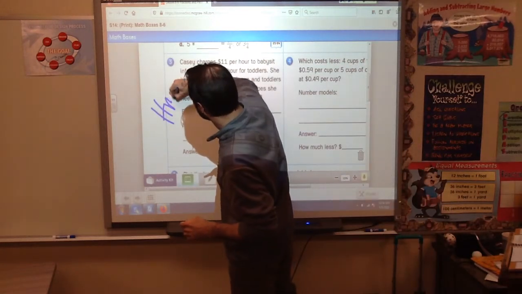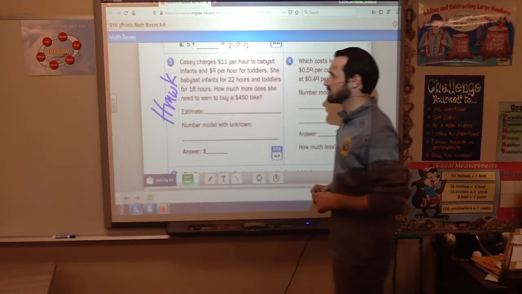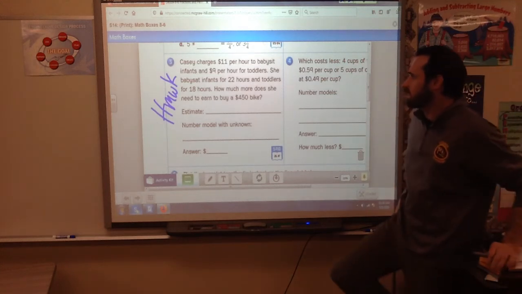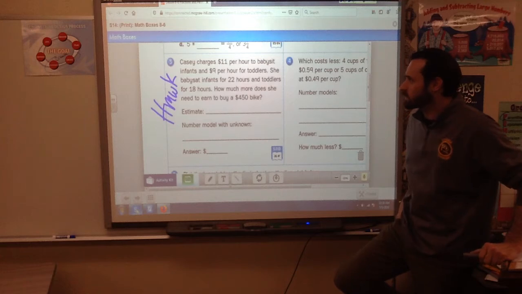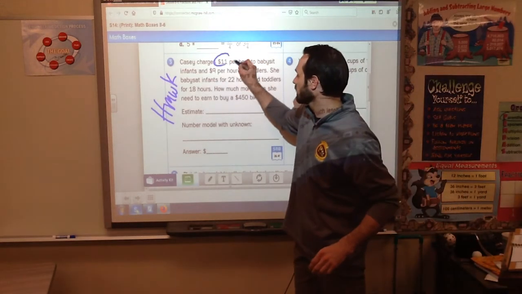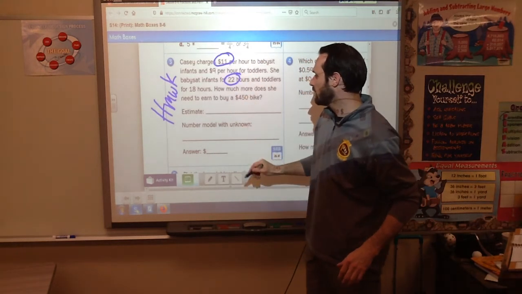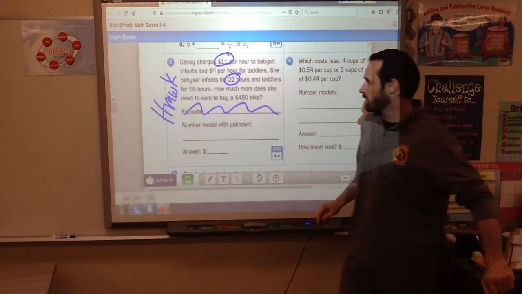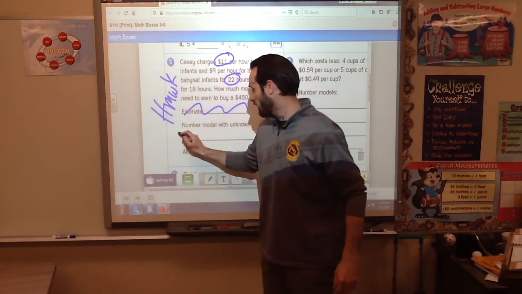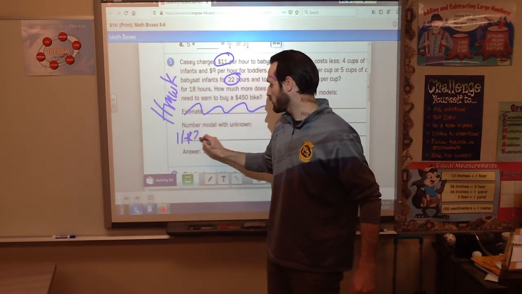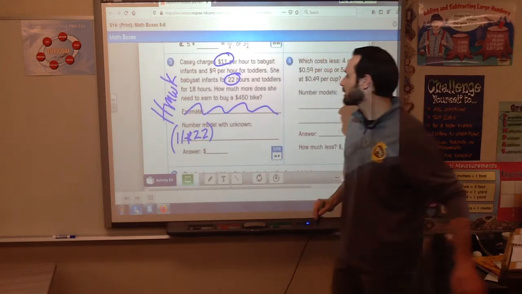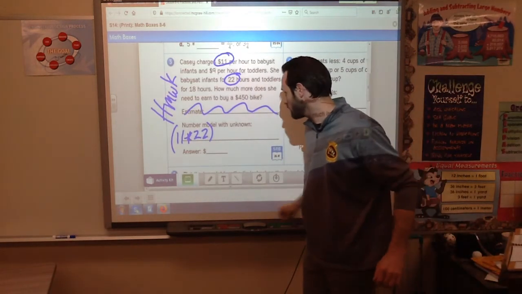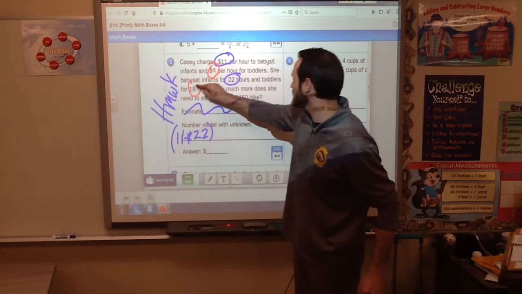This one is homework. It says Casey charges $11 per hour to babysit infants, $9 for toddlers. She babysits infants for 22 hours. That's 11 times 22. I don't really even need you to do the estimate. I just want to see your number model with unknowns. So if it's $11 in 22 hours, that's what that's going to look like. She babysits toddlers for 18. That's going to be 9 times 18.